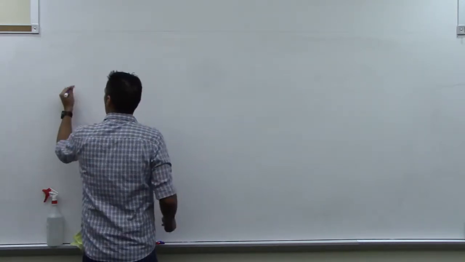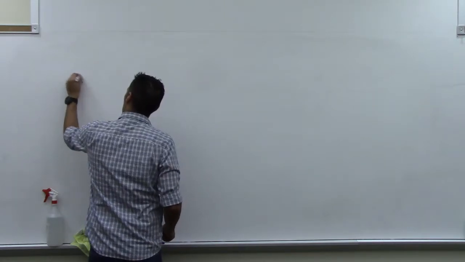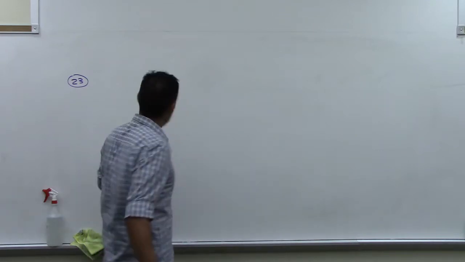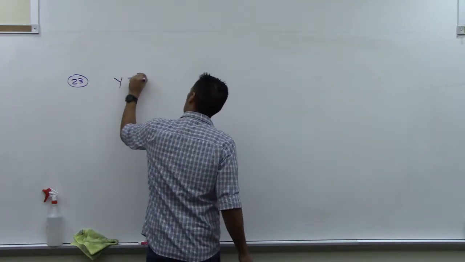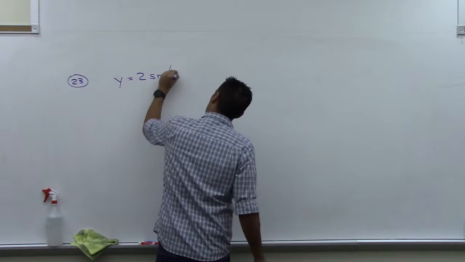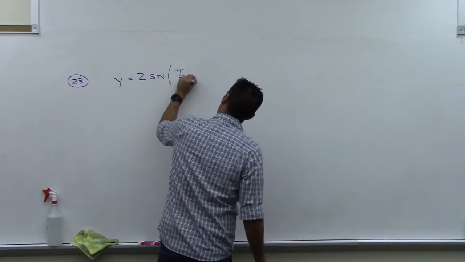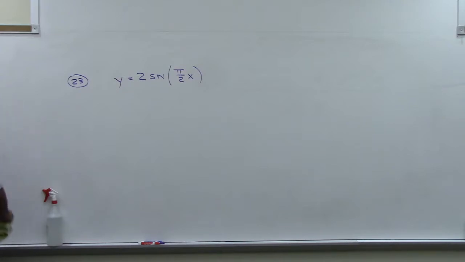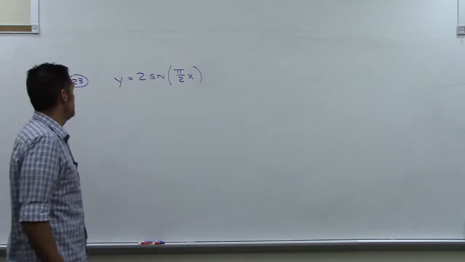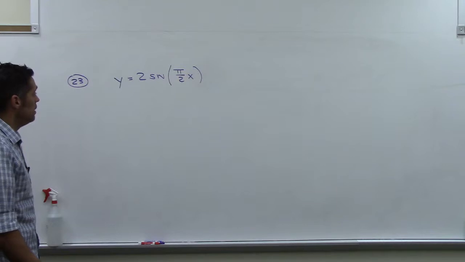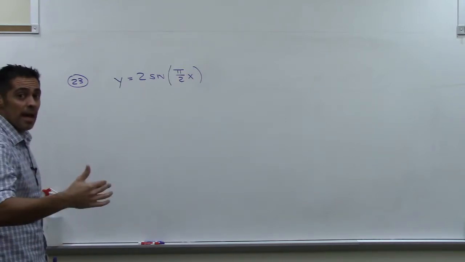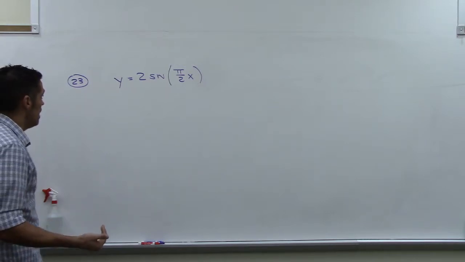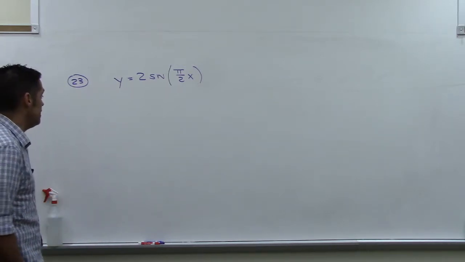All right, 23. So they give you y equals 2 sine pi over 2x. All right, so if we're going to do this, we could just graph this, which is what I would recommend we do, even though the instructions just want us to match it. I'm never really going to ask you to match anything on a test, so I'd ask you just to graph this by hand.